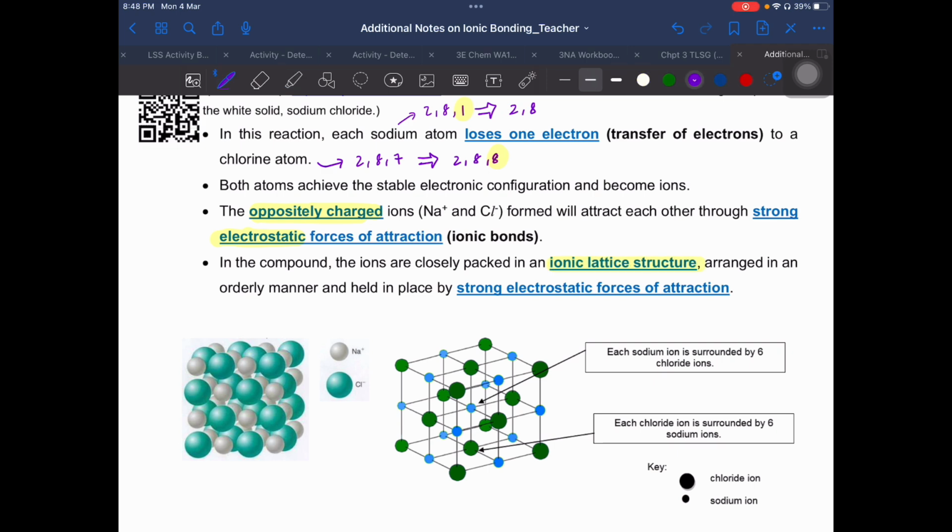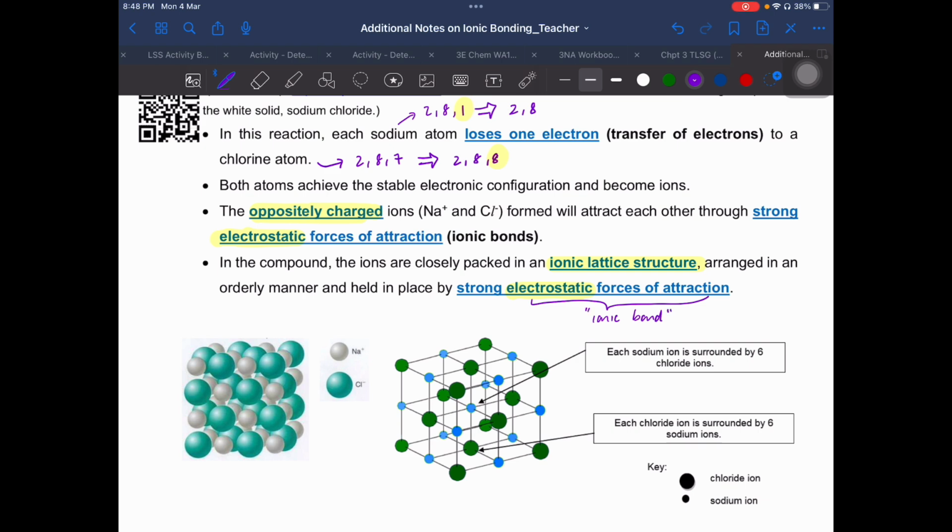So a lattice is a bit like many HDB flats being stacked together side by side. You can see over here in this other drawing, it's as if there are a lot of units of flats being lined up next to each other, and that is what we call a lattice structure. And this whole lattice structure is being held together by, once again, a very strong electrostatic force of attraction. And this electrostatic force of attraction is what we call an ionic bond in layman's terms.